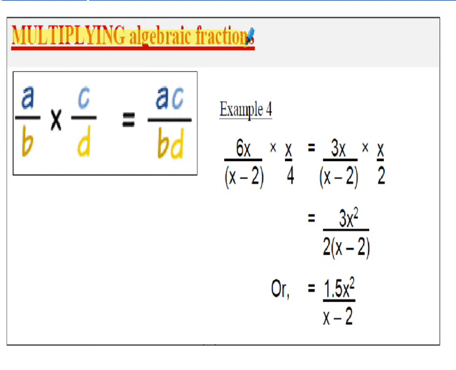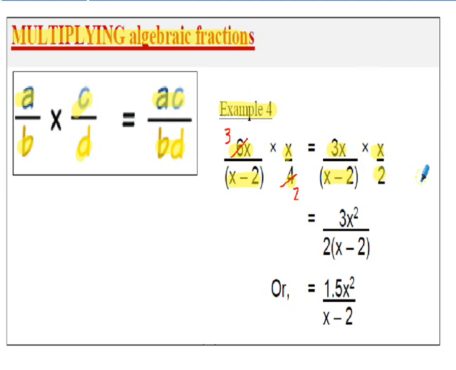Multiplying algebraic fractions. So if we're multiplying a upon b by c upon d, then we simply multiply a by c and b by d. Example 4, we're given 6x divided by x minus 2, and that's multiplied by x divided by 4. Where possible, we always look for cancelling down, and there is some slight cancelling here. The 6 and the 4 cancels to 3 and 2. So my calculation now is 3x upon x minus 2 multiplied by x upon 2.